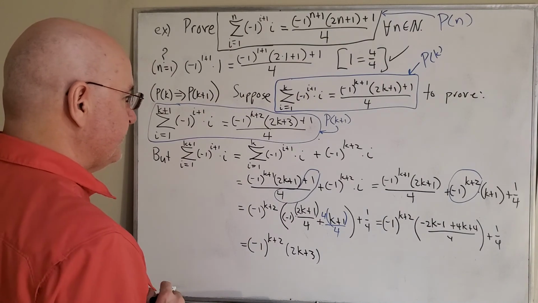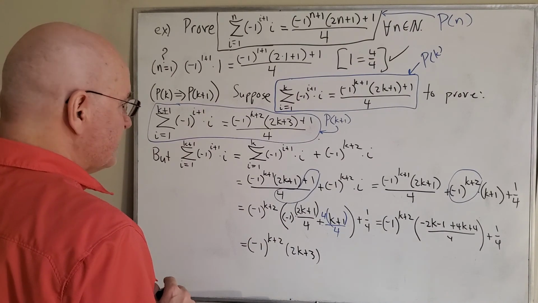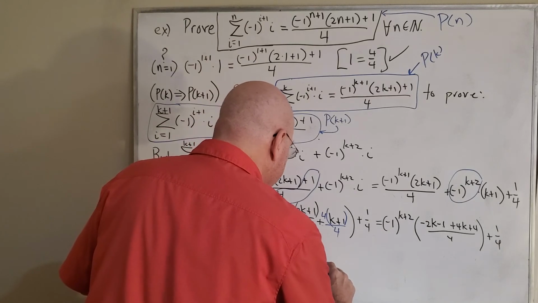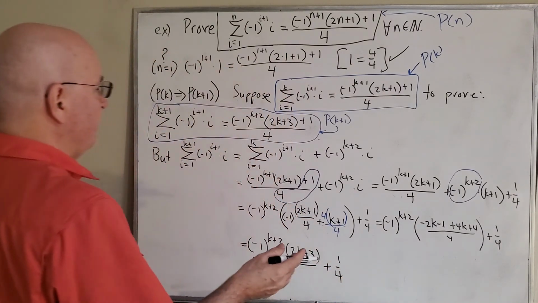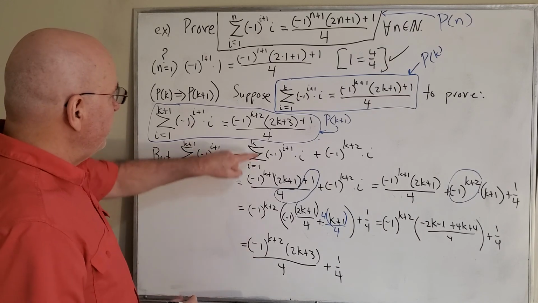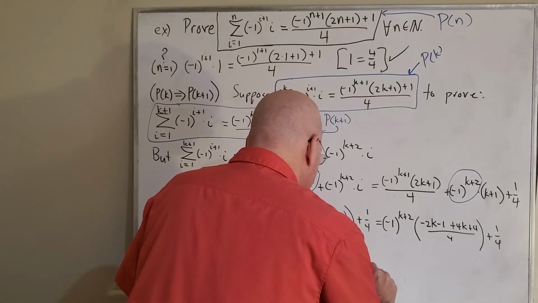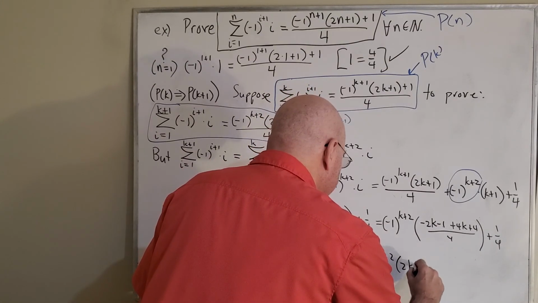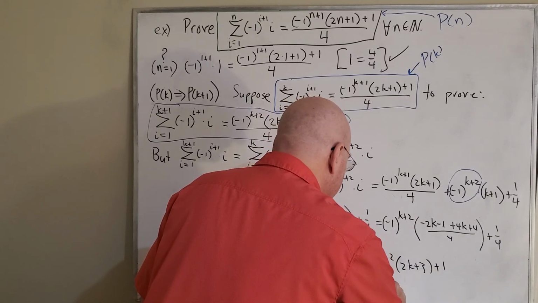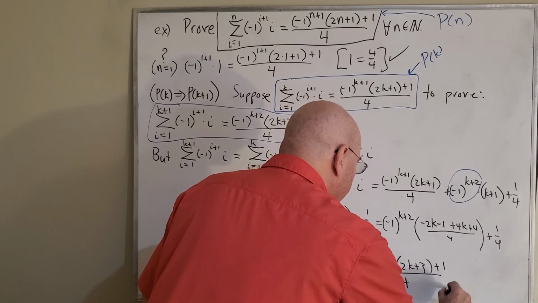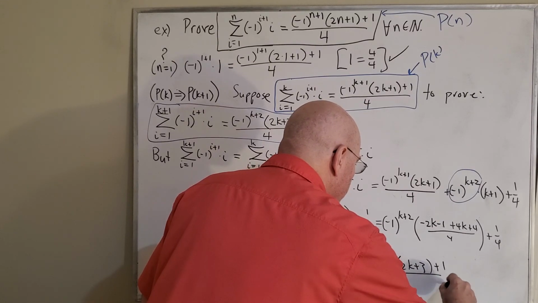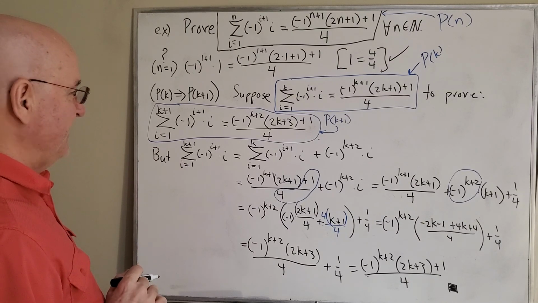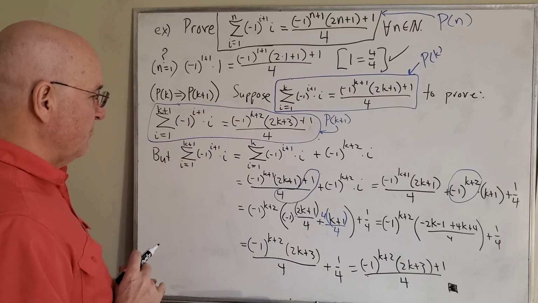All right. And that is all over 4. And I've got that plus 1/4 that I could combine into one fraction because they have a common denominator, and it would look exactly like this. I'll go ahead and make it. -1 to the k plus 2 times 2k plus 3 plus 1 all over 4. Okay, so it wasn't terrible, but it did require a little bit of work with this -1 raised to an exponent.